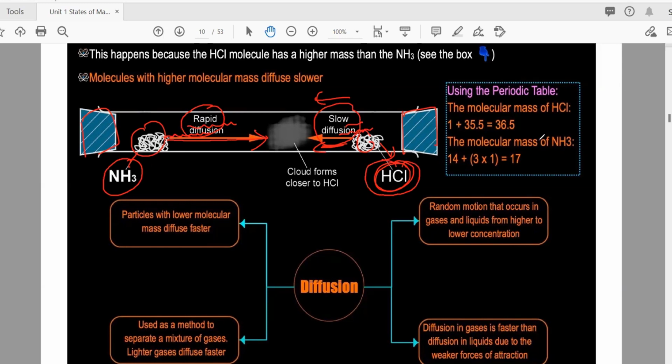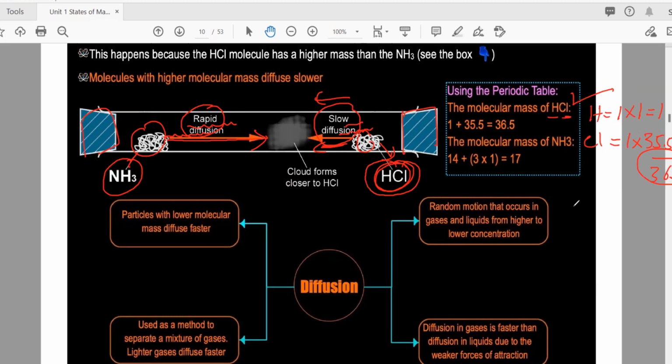Okay, how will we know? We can find their mass, Mr. So for HCl, you have H, how many atoms? One. The atomic mass of H is one. Then chlorine, how many atoms? One atom. Atomic mass is 35.5. So if you add them, it will become 36.5. So this is the mass of HCl.